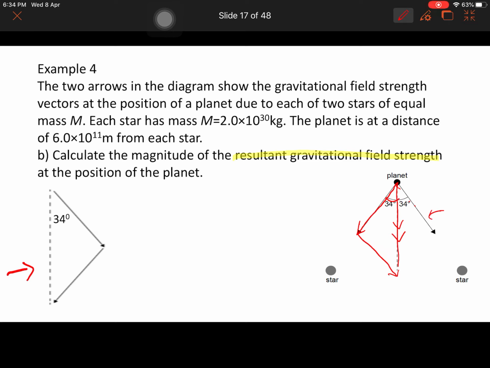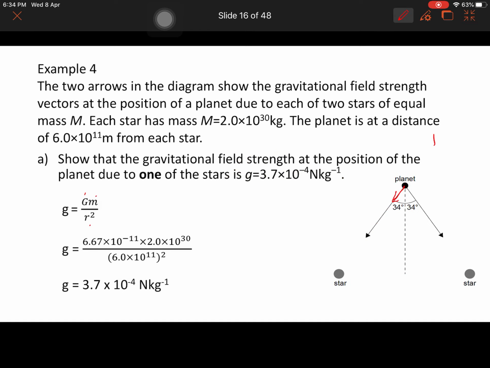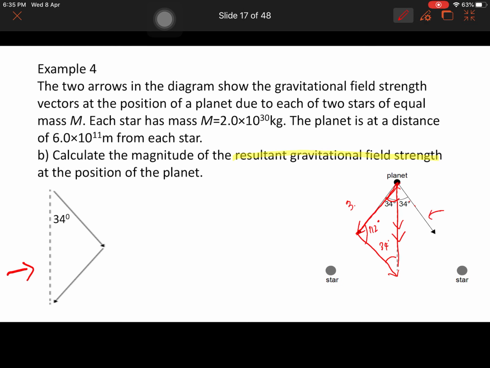over here. So if this is 34 degrees, I know that this is also going to be 34 degrees. What is this angle going to be? 180 minus 34 minus 34, 112 degrees, right? Now, I know that this value here is, what's this value? Let's go back. 3.7 times 10 power of minus 4. So this is 3.7? Yeah. 3.7 times 10 power of minus 4. Is it minus 4? Yeah.